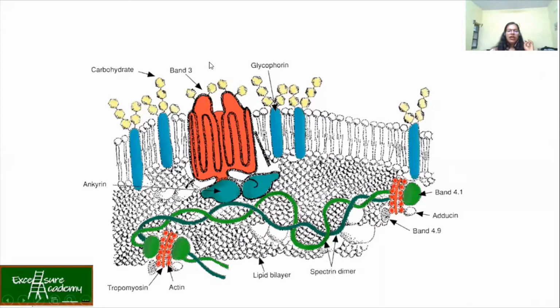Now we have become familiar with the names glycophorin and band 3, so let's discuss more about them. We know this is the phospholipid bilayer, with the outer and inner membrane. Now these are your integral proteins. The proteins which pass through the phospholipids are called integral proteins, like this one, this one, this one, right? So you can see that glycophorin is also one of your integral proteins.